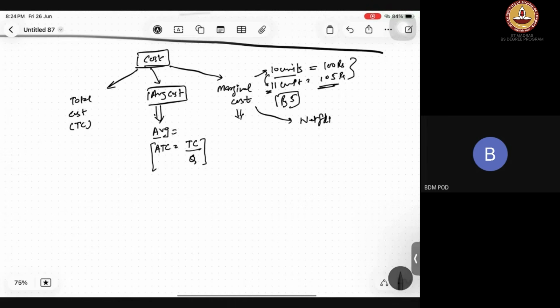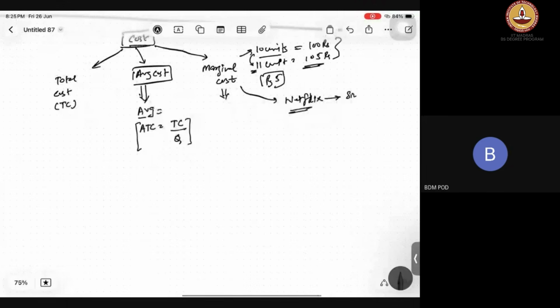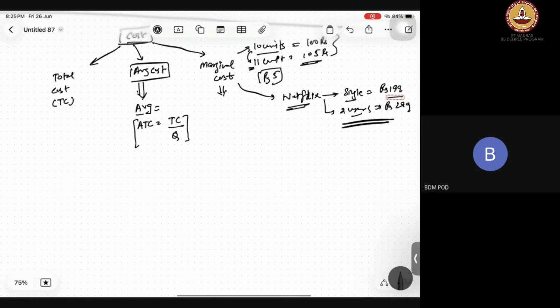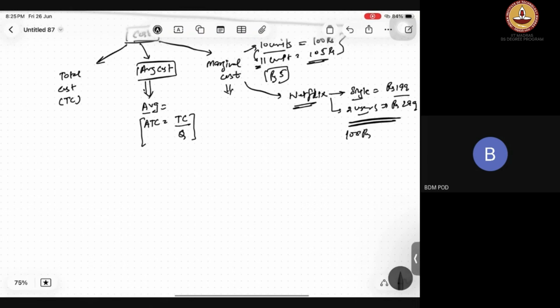Netflix. When you are taking a subscription for Netflix, for a single user, how much you have to pay? Rupees 199. If suppose you are adding one more user, so two users, now you are paying rupees 299. So what exactly is your marginal cost here? For adding one extra unit of user, you need to pay nearly 100 rupees extra. So this is your marginal cost.